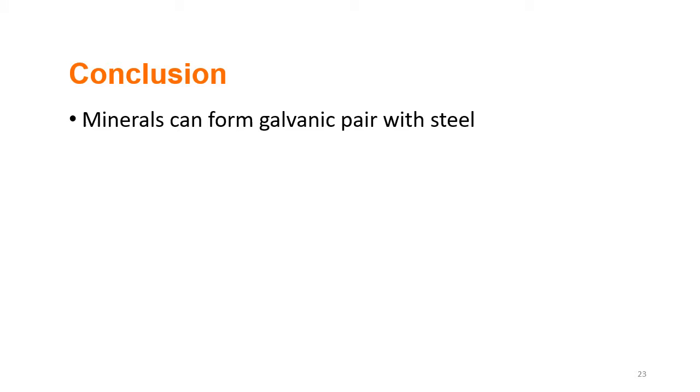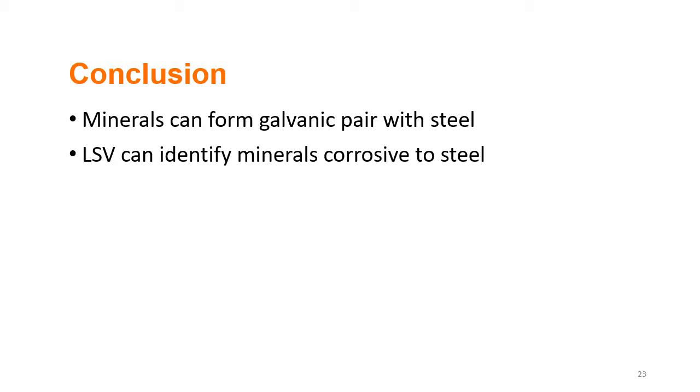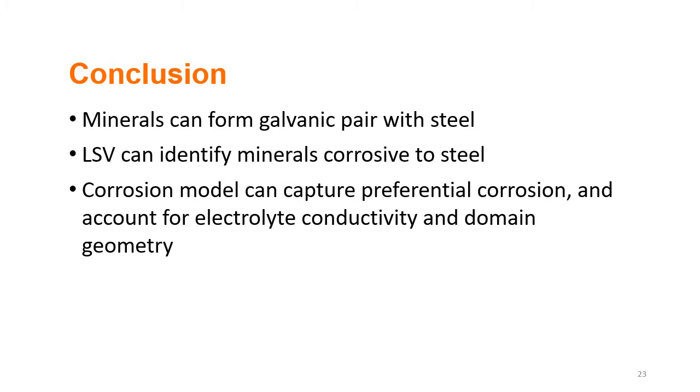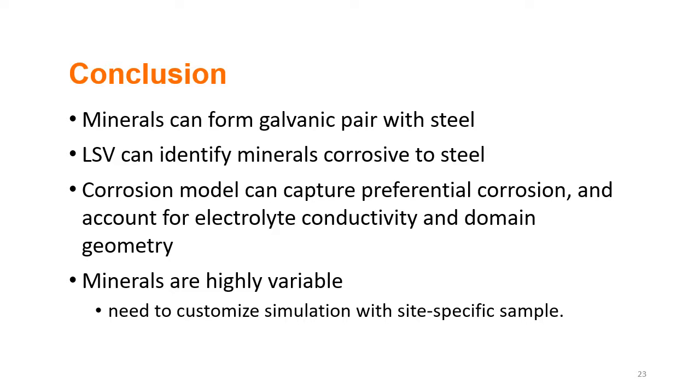In summary, linear sweep voltammetry can determine if a mineral is galvanically corrosive to steel. That by itself is a useful tool in monitoring corrosion. Simulation takes additional steps by accounting for conductivity of groundwater and geometry of the domain. This can be very helpful to a geotech engineer.